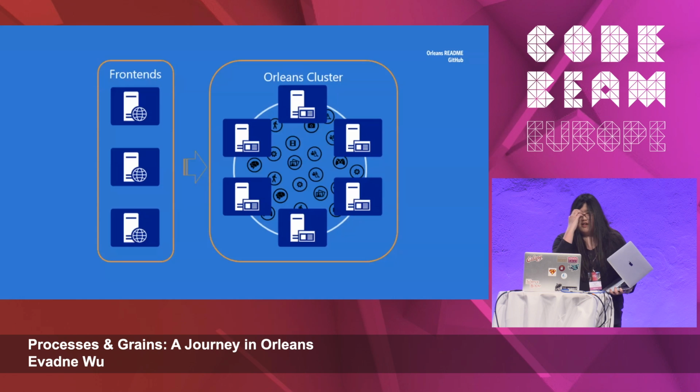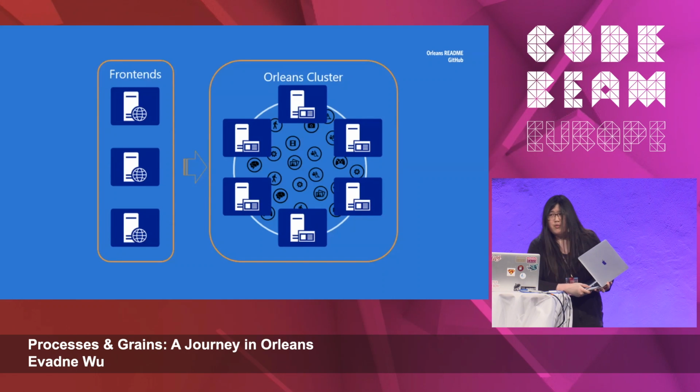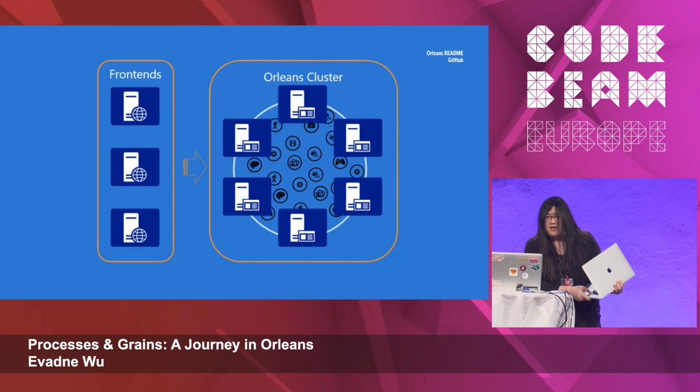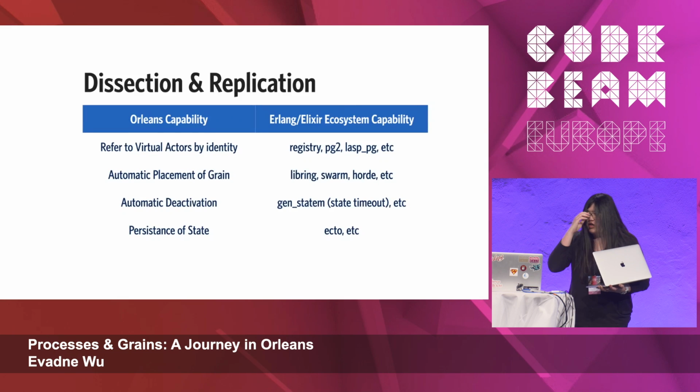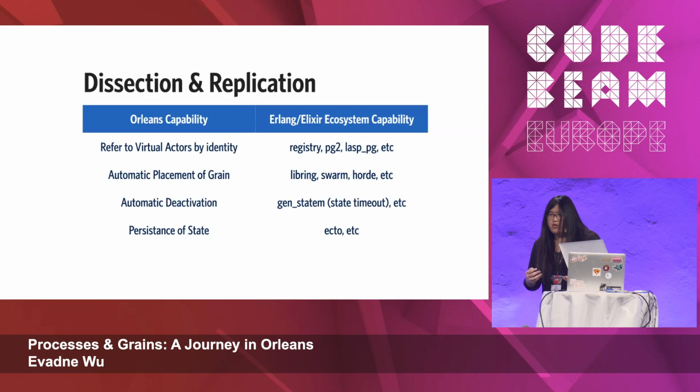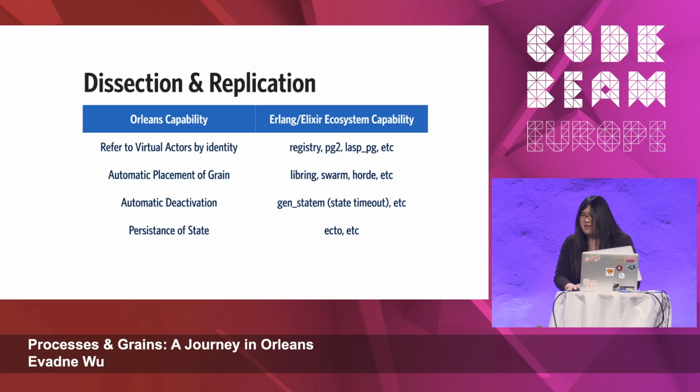So this is how the official documentation would illustrate what the deployment is like. An Orleans cluster will be deployed like this usually. But we're here today, and our job is not to look at the source code of Orleans or to read C#. Our job here is to look at what are the things we can take away as Elixir programmers. So if you look at Orleans, there are 4 distinct capabilities. First one is to refer to virtual actors by identity. In Elixir, for example, if you want to send a message to a process, first you have to have the PID or process ID of the process.